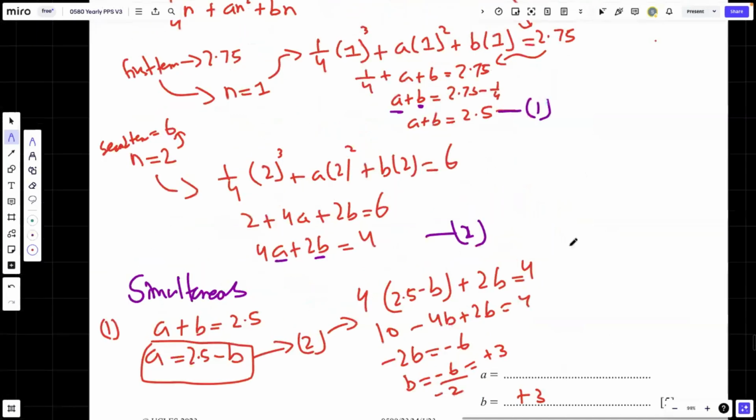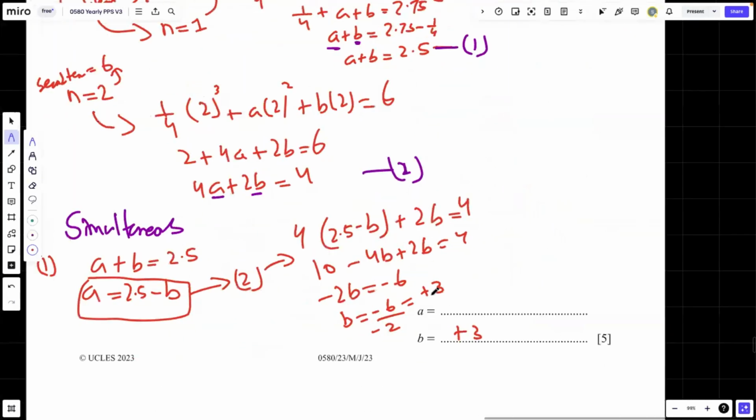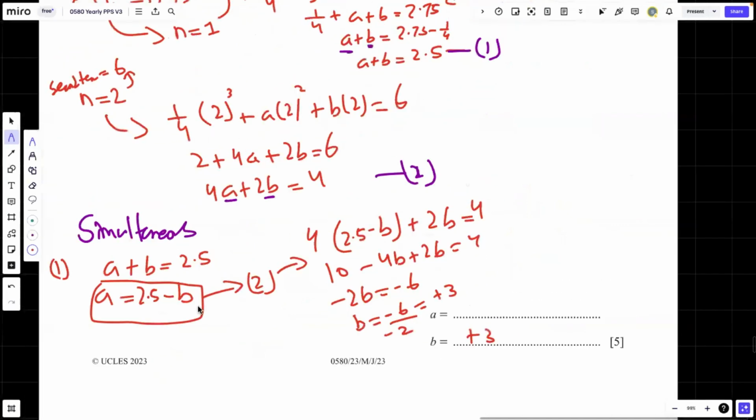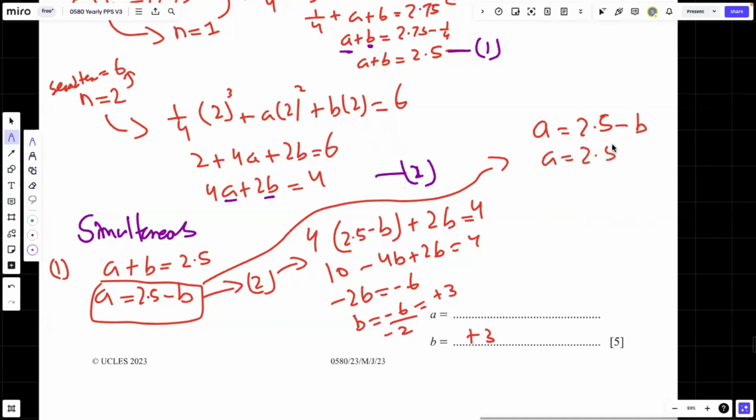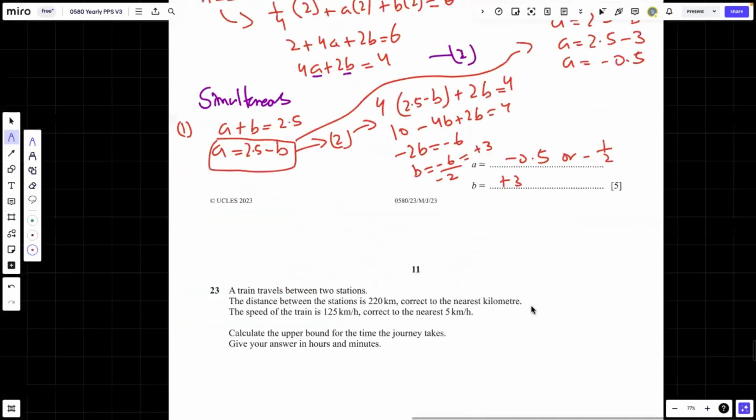But we do need the value for a as well, so we'll just substitute it anywhere. The best place to substitute is with the substitution, so just use the substitution here. That's a equals 2.5 times minus b. And we do know that b is actually 3. So that's just going to be 0.5. So a is just going to be 0.5 or negative 1 over 2. Both are acceptable. That's the final answer to this question.